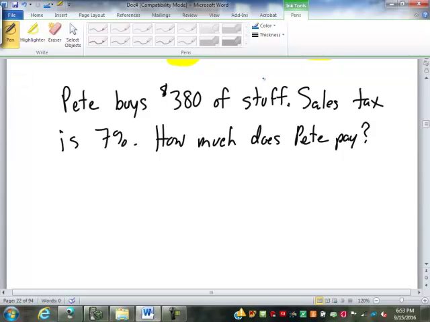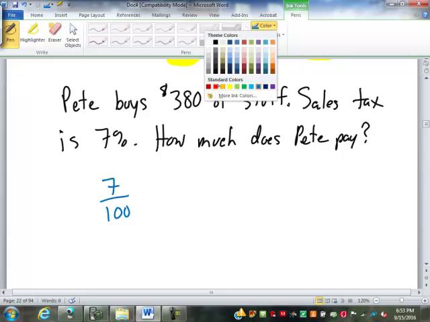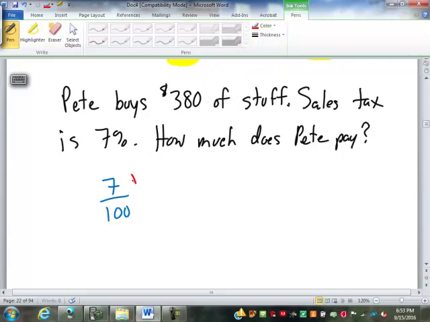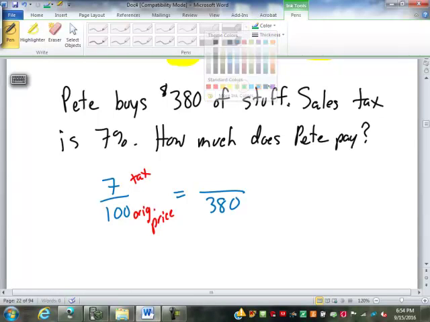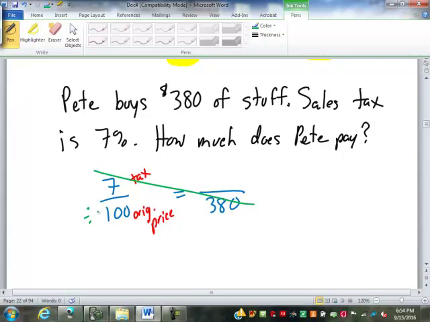Well, 7%, 7 out of 100. 7 represents the tax. 100 represents the original price again, not the amount paid, but the original price. We know 380 is the original price. We can cross multiply and divide here, and we're going to get what? 2660, I believe. Does that look right?